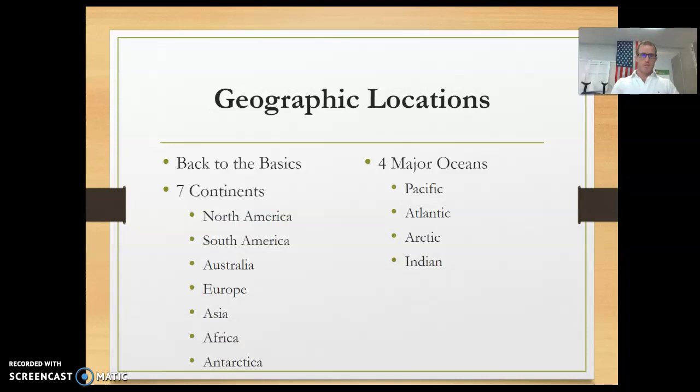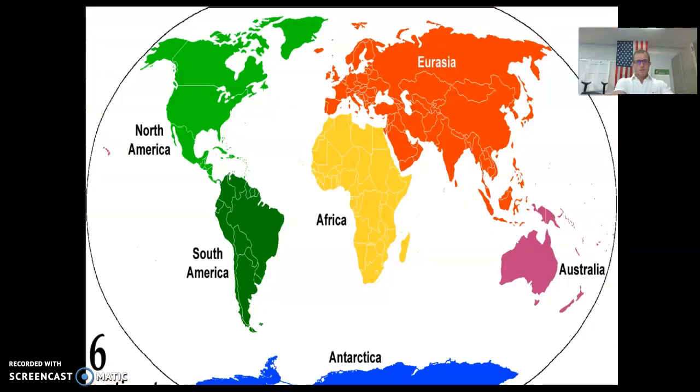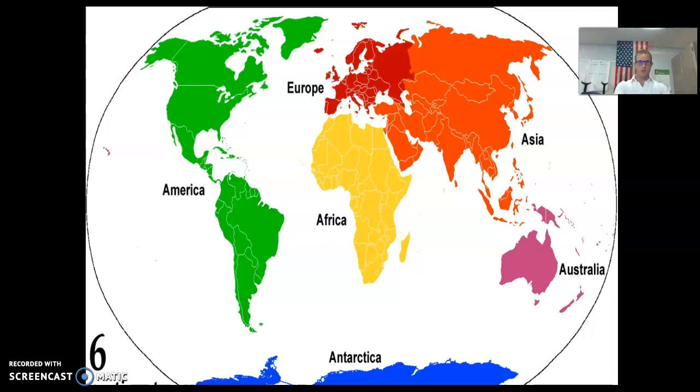So geographic locations, kind of back to the basics. There's 7 continents: North America, South America, Australia, Europe, Asia, Africa, and Antarctica. And there's 4 major oceans: the Pacific, Atlantic, Arctic, and the Indian. And then some people will say there's 5 oceans, adding the Antarctic Ocean. So here's just a picture of the 7 continents. It's important to know what these are. So you have the Americas, Asia, Europe, Africa, Australia, and Antarctica.